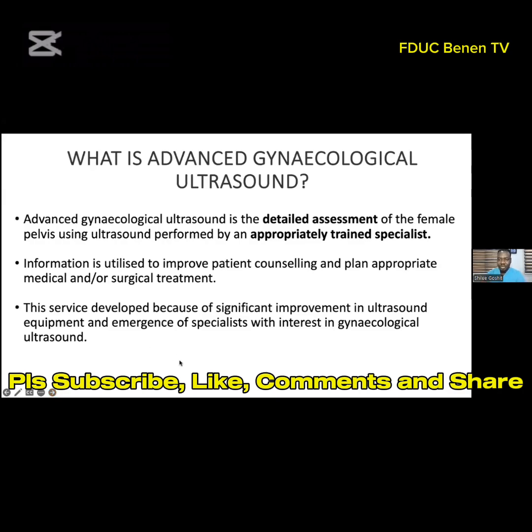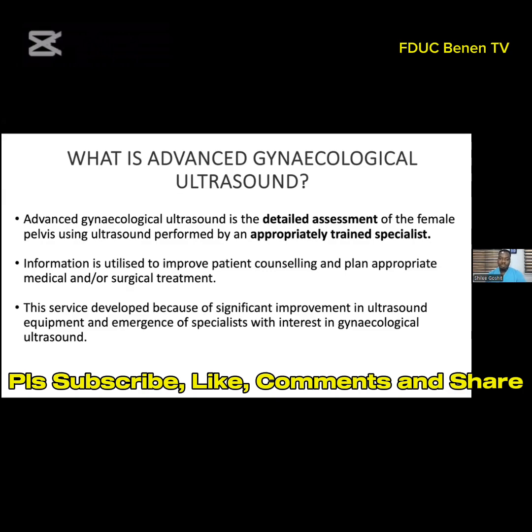So in summary, at the end of this training, by pattern recognition, you should be able to at least see fibroids, identify adenomyosis, polycystic ovaries, and ovarian cysts. Maybe during the advanced class, we'll talk more about how to identify certain structures. So let's talk very briefly about advanced gynae ultrasound. We're able to get a detailed assessment of the female pelvis.